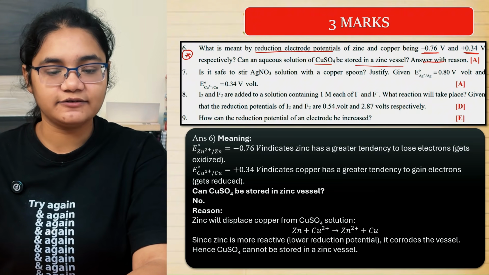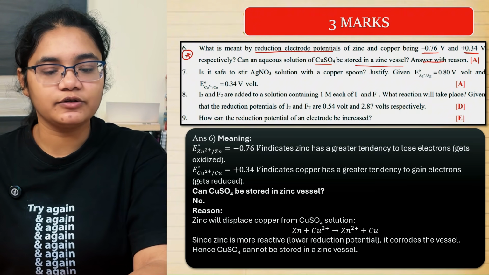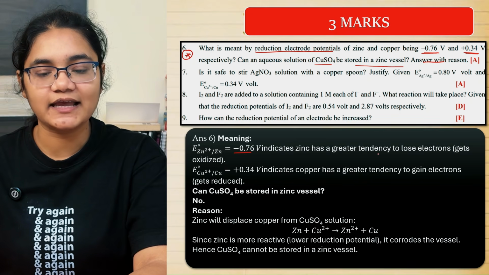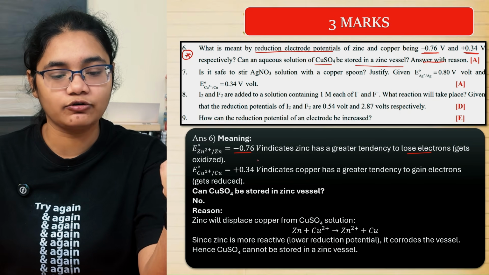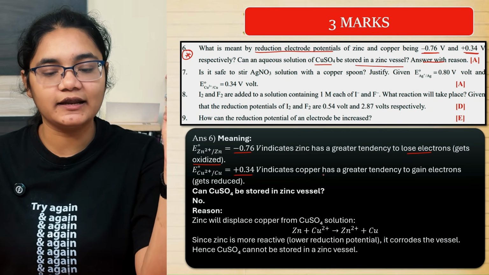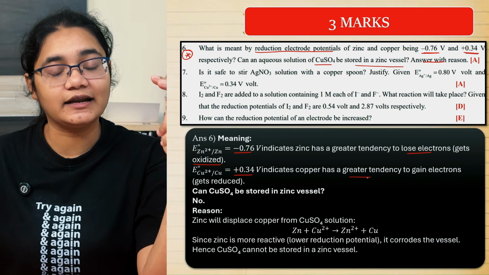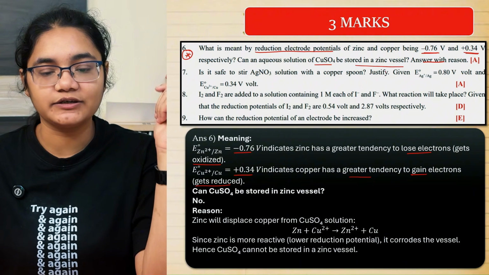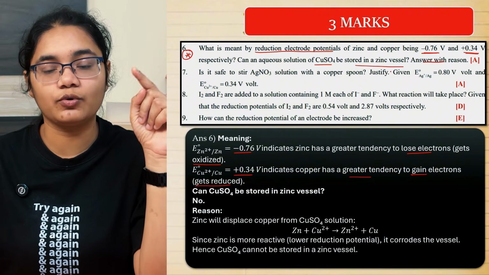Okay. Now let's see the meaning first, the first part. So you see minus 0.76 volt for zinc. That indicates that zinc has a greater tendency to lose electrons or get oxidized. For copper it is a positive value. That indicates that it has a greater tendency to gain electrons or get reduced. Now the second part of the question, can copper sulfate be stored in a zinc vessel?